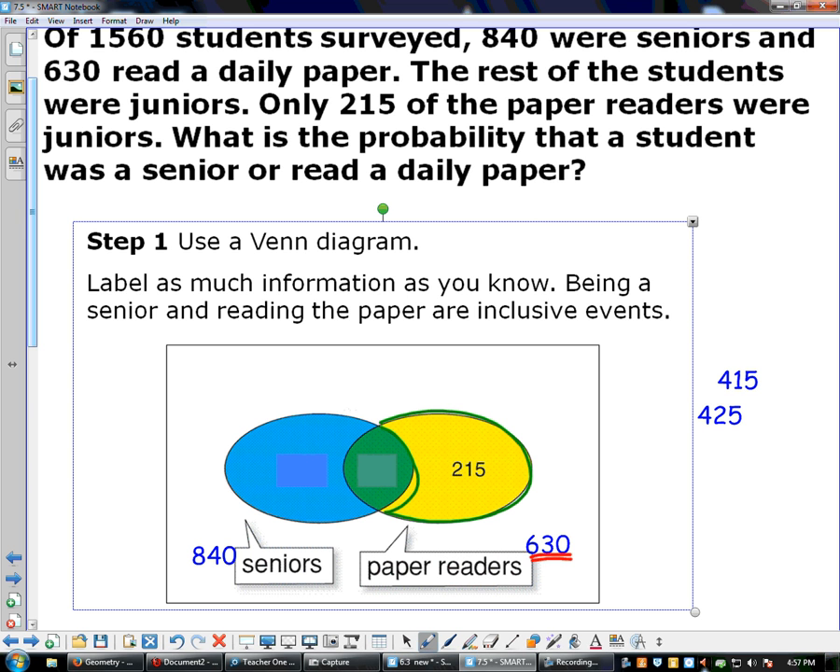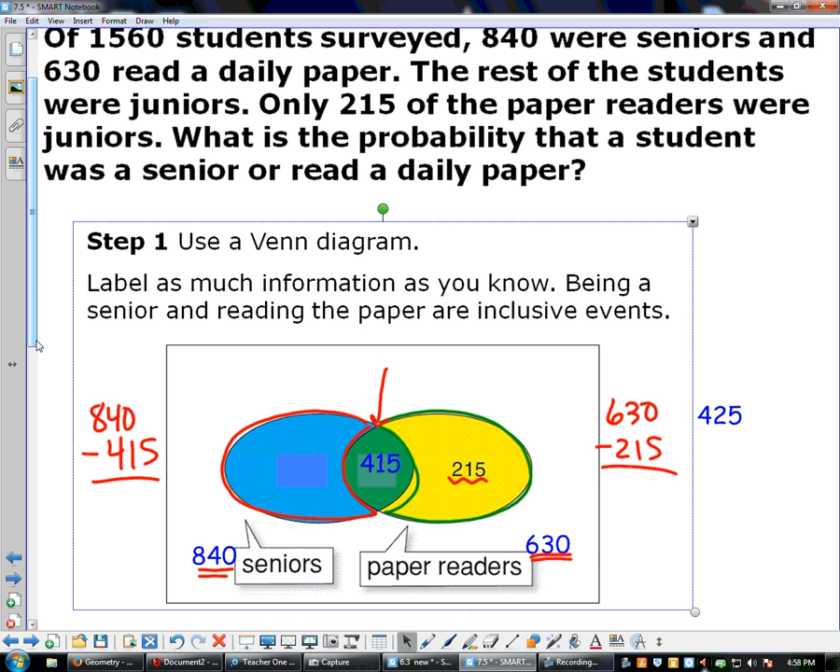We have a total of 630. We know that 215 of them have to go there. So what must go in this overlap portion? Well, 630 minus 215, that's going to give us 415. So that 415 must be the number that goes in the middle here. That can then help us find out what goes in the rest of this portion for the seniors. Well, there are a total of 840 seniors. If I take away what's in the overlap portion already, 415, and subtract that, that's going to give me 425. So this portion here must stand for 425 seniors who are not paper readers.